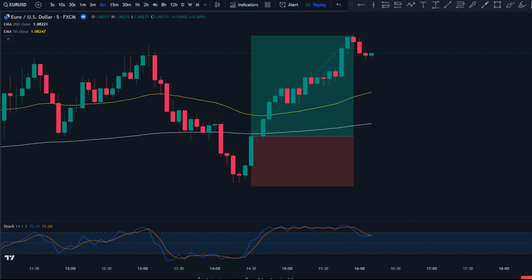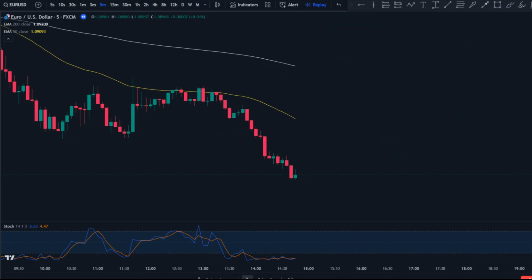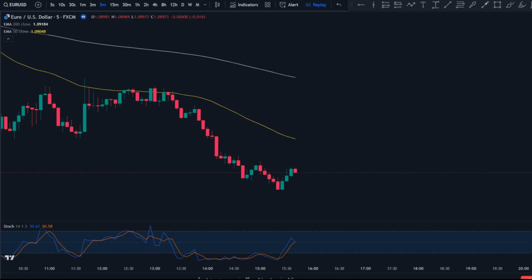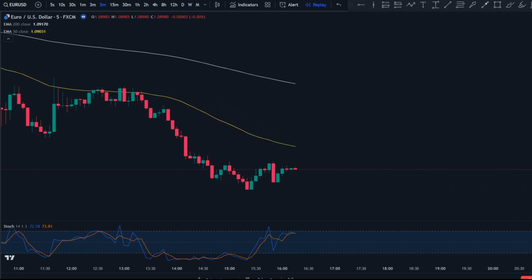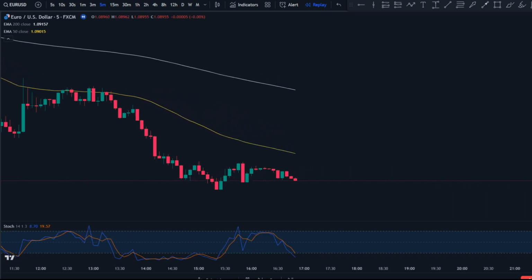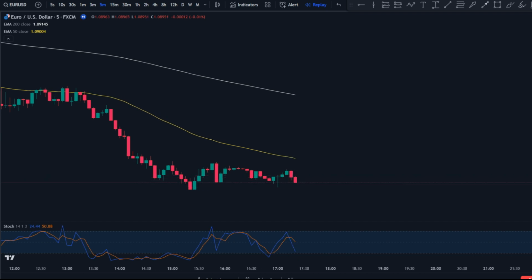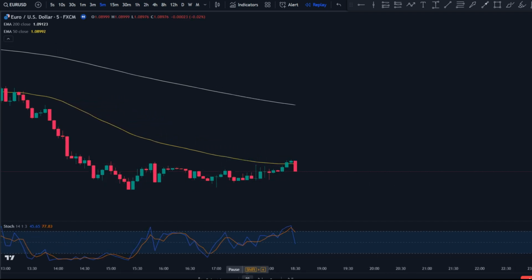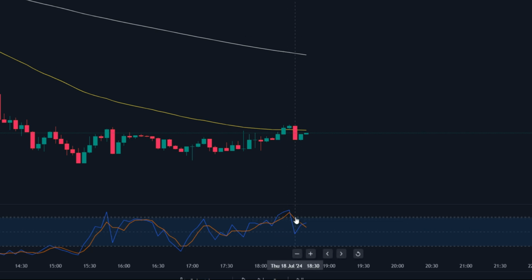The method to go short is whenever the 50 EMA is below the 200 EMA, we are only looking to go short. The way we enter short is we wait for the stochastic lines to cross above the 80, and both lines have to come back within the zone.